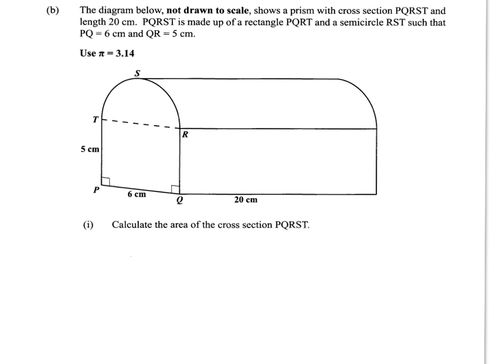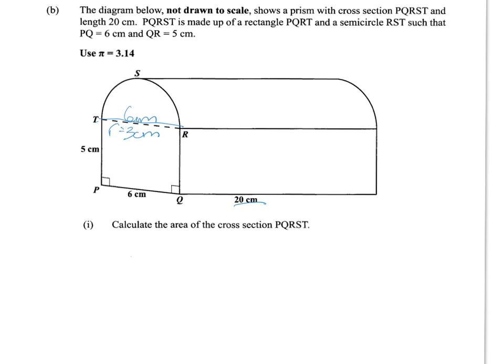Okay, so for this diagram, we have a prism. They've told us that the length is 20, so we see the length here is 20. The cross section is made up of a rectangle 5 by 6 and a semicircle, which is half of a circle, such that PQ is 6. So PQ is 6, which means the diameter is 6 centimeters. So the radius is 3 centimeters and QR is 5.